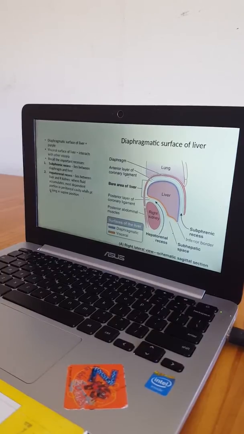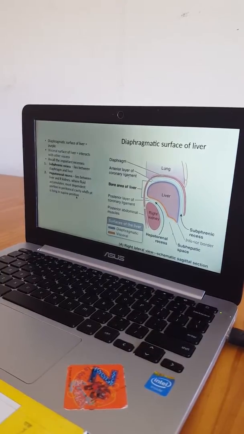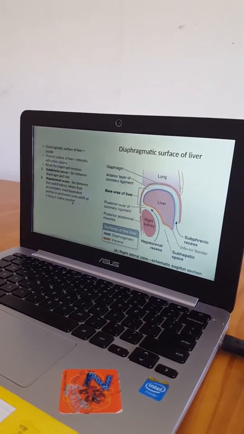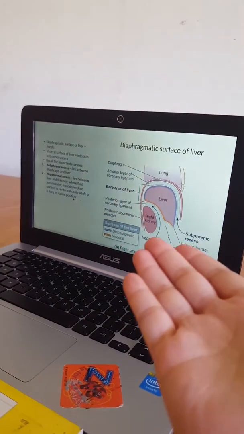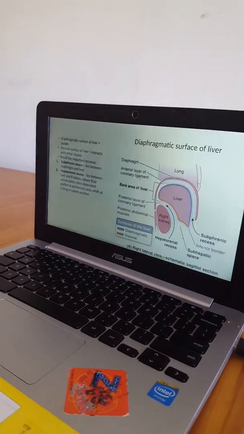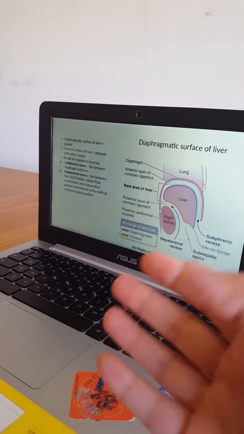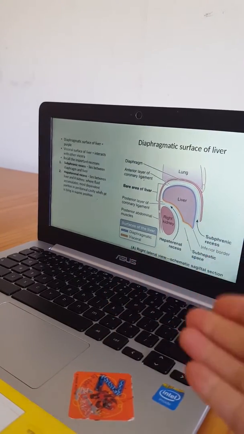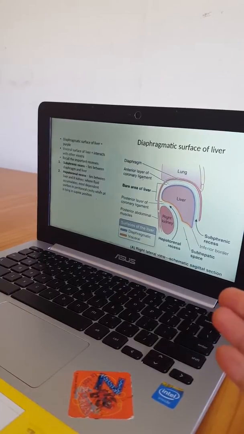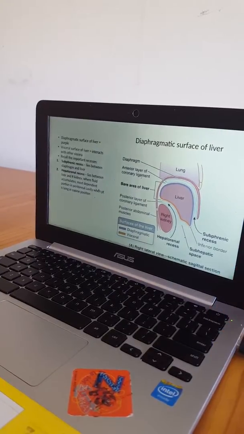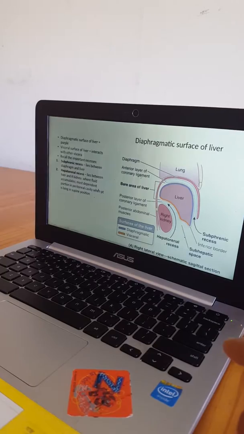These are the most dependent portion in the peritoneal cavity when the patient is lying in supine position. I think you're familiar with the word supine. Supine means lying flat like this. Obviously when the person is lying like this, these pockets will be facing downwards due to gravity. Any fluid which accumulates there will be facing downwards.